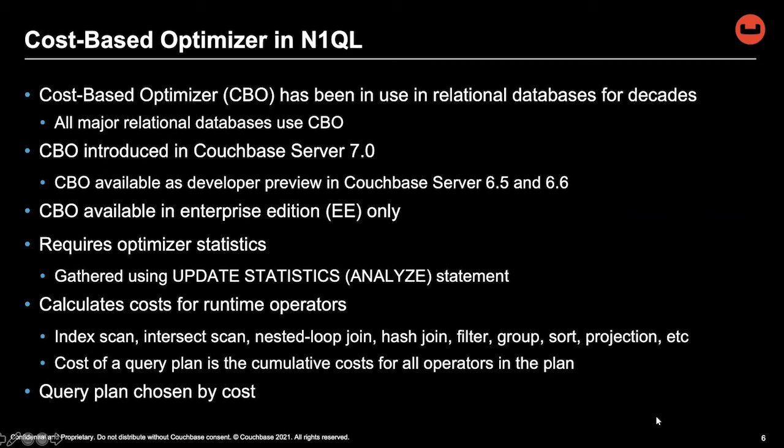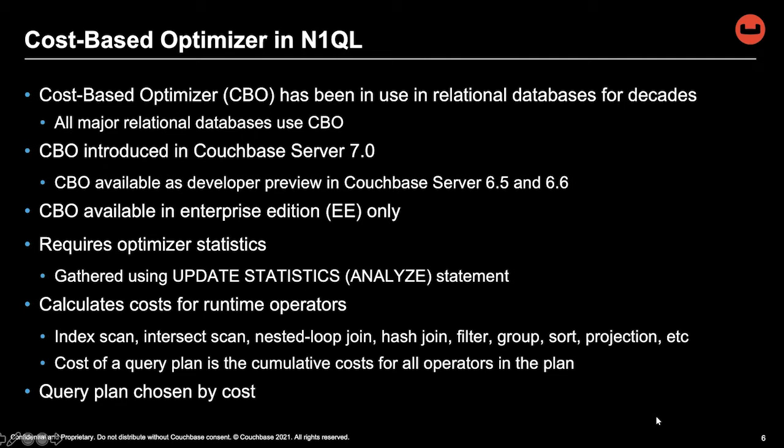So the Couchbase optimizer is available in Enterprise Edition only. It requires optimizer statistics that need to be gathered using the new update statistics or analyze statements. Based on the optimizer statistics, it's going to calculate a cost for the runtime operators. So it's going to calculate costs for things like index scan, intersect scan, nested loop join, hash join, filtering, group, sort, projection, etc. And then the cost of a query plan is just a cumulative cost of all the operators in the query plan. And it's going to make a decision or pick the best query plan based on the cost information.